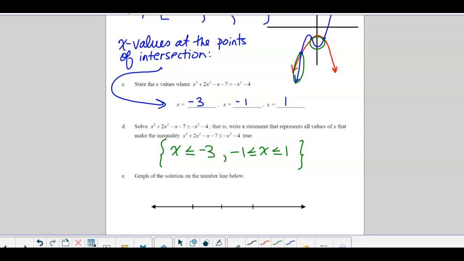And then on a number line, again, we kind of prompted you, right? Negative 3, negative 1, 1, we've graphed them. Again, they're not measured exactly. It's a sketch. These are your real numbers. Okay, and we are graphing where we include the points.